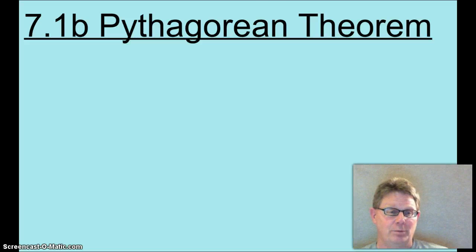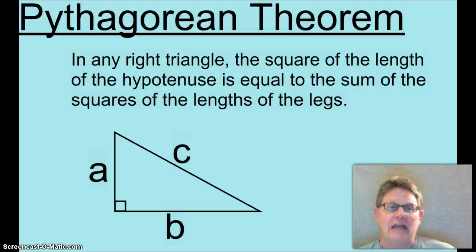That's right, folks. He misquoted the Pythagorean theorem, and what he quoted was not true at all. In some cases it may be true, but in other cases not at all. Here is the actual Pythagorean theorem. In any right triangle, the square of the length of the hypotenuse is equal to the sum of the squares of the lengths of the legs.